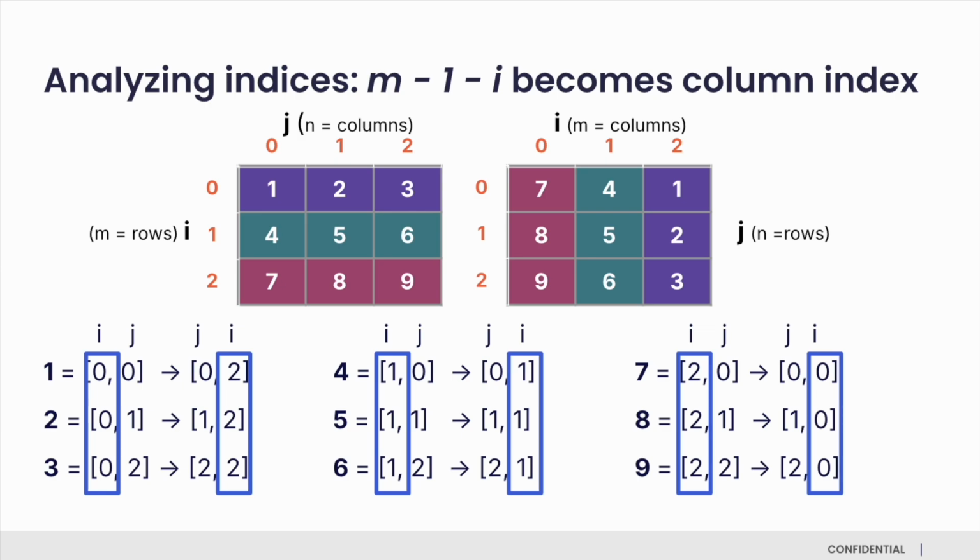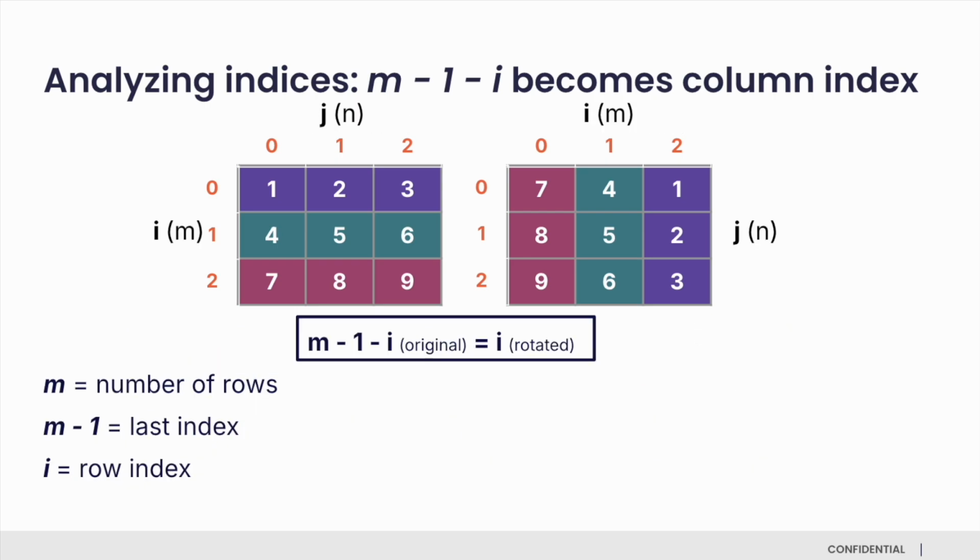Now that we understand that the I index flips when it turns to columns, let's revisit that formula we discussed. So the formula is m minus 1 minus I being that original row index. That will equate to the new I column index. The formula is pulling information from the original matrix. So when we see m here, we're referring to the number of rows, which is 1, 2, 3. When you look at m minus 1, that's referring to the last index. So if you just think of m minus 1 as this last index number, it will help simplify the formula.